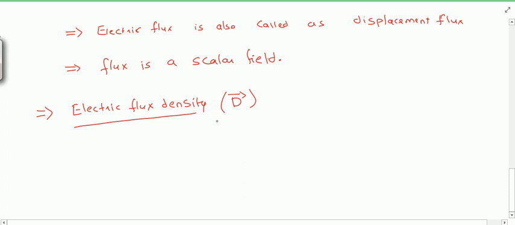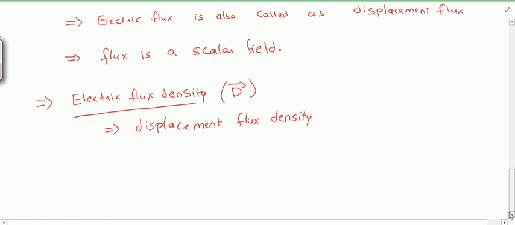सो वी विल डिफाइन दिस, व्हाट इज दिस इलेक्ट्रिक फ्लक्स डेंसिटी. इसका एक और नाम भी है, क्योंकि इलेक्ट्रिक फ्लक्स डेंसिटी, तो डिस्प्लेसमेंट फ्लक्स डेंसिटी भी इसका नाम है. ठीक है, it has another name. It is also called as displacement flux density. ठीक है, अब ये है क्या, इसकी डेफिनेशन क्या है.